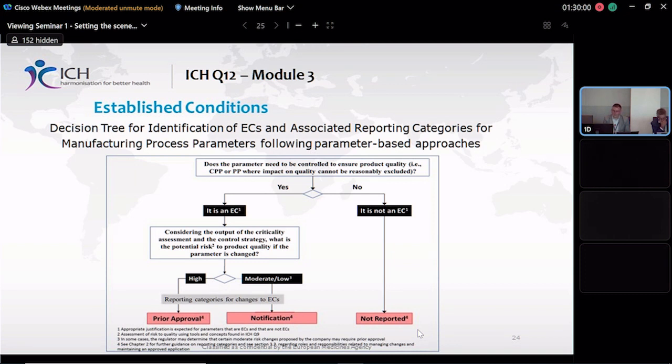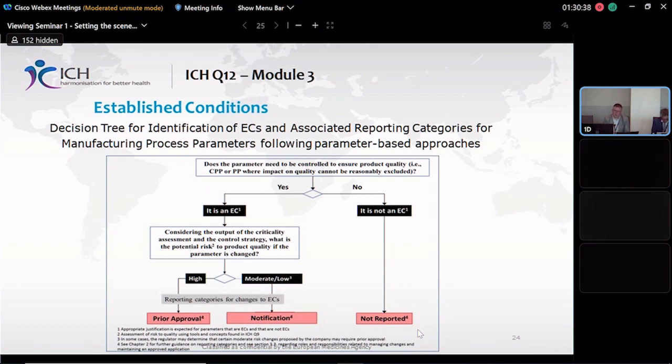If the answer is no, so this parameter does not need to be controlled, then it's not an established condition. It doesn't require to be reported if it's changed. It's considered to be supportive information in the dossier. Now, if the manufacturer changes this parameter, they will have to document that change in their quality system. They'll have to keep all the records, do the risk assessments, work under GMP to manage this change. But crucially, because it's not an established condition, they won't need to submit a variation to the regulator.